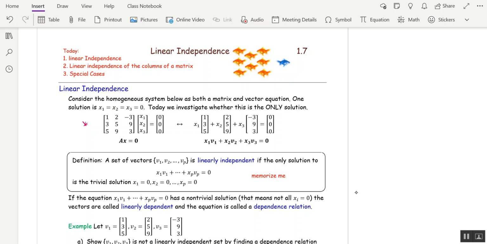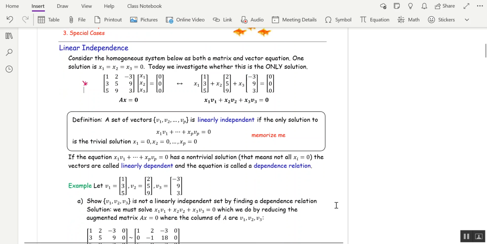Now, this is a homogeneous system, and so we know that one solution will be the trivial solution, x1 equals x2 equals x3 equals 0. The question is, are there non-trivial solutions? If there are, we would say these vectors are not linearly independent, hence they're linearly dependent. If there are no non-trivial solutions, then we would say these vectors are linearly independent.